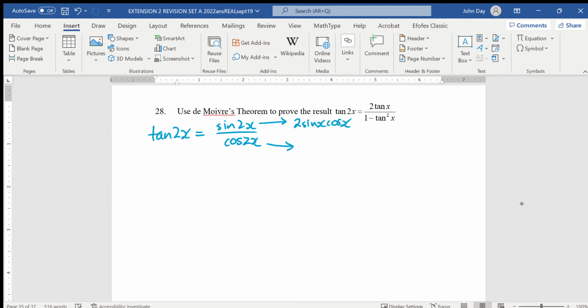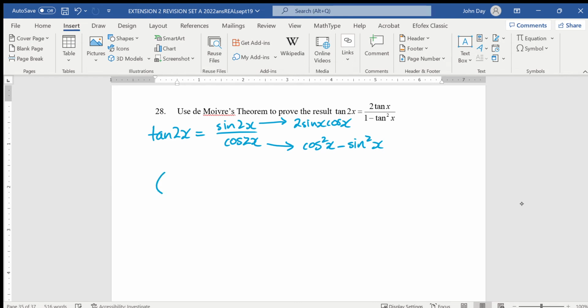And cos of 2x can be expressed in various different ways, but most obviously it's cos squared x minus sine squared x, isn't it? Cos A cos B minus sine A sine B is cos of A plus B. So that's the logic that I'm going to use, that tan of 2x is sine of 2x on cos of 2x. And I'm thinking, how does De Moivre's theorem relate to sine of 2x on cos of 2x?